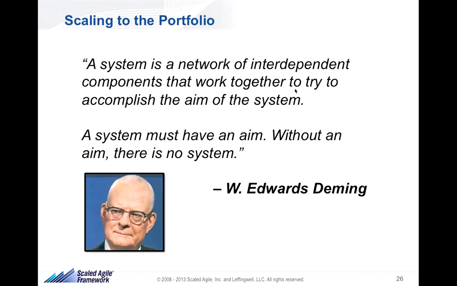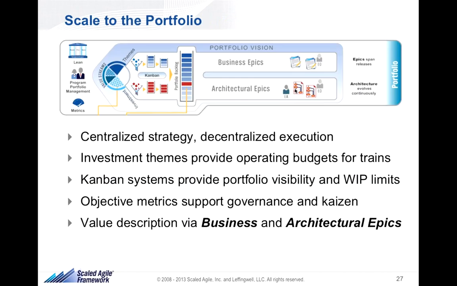Well, these systems have to have an aim, and from our perspective, that aim comes from the portfolio. And at the portfolio level, we have a body called the Program Portfolio Management, which could be a team, it could not be a team, it could be a group of cooperative stakeholders who have responsibility for investment spend. And they determine how the spend gets allocated to the release trains. And we also have a system for them because big things happen at the portfolio level.